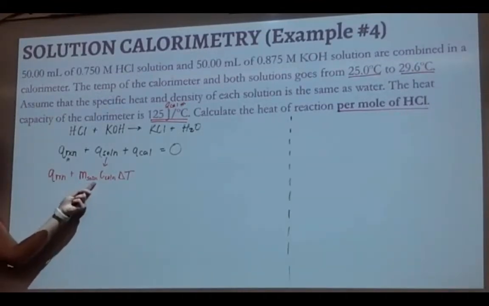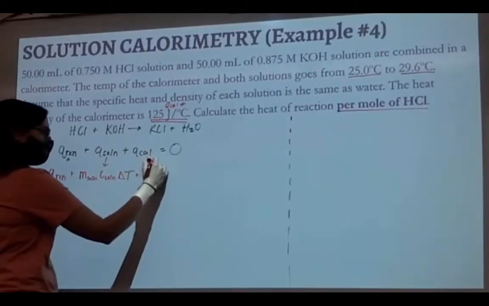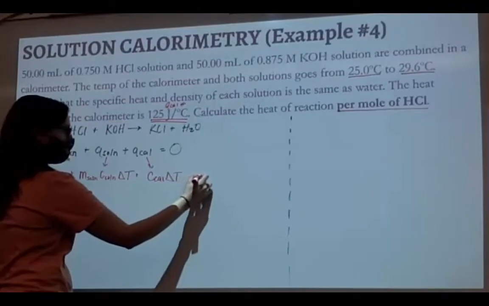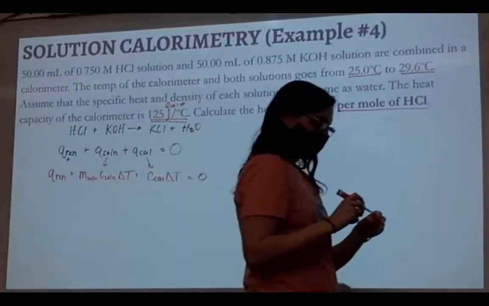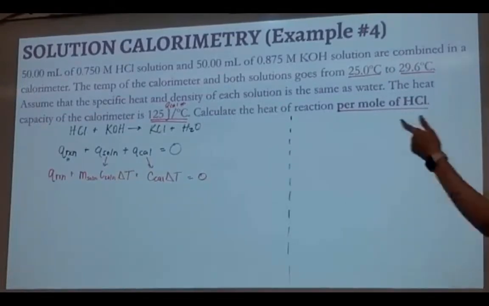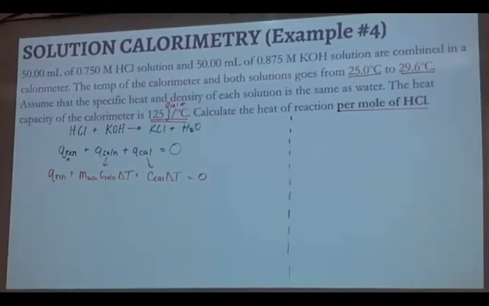Now I wrote SOLN, that's shorthand for solution. So whenever you see SOLN, that's solution, just like RXN is reaction. We have to make sure we're taking into account the solution here. Then for QCal, that's just CCal times delta T. Remember that the heat absorbed by the calorimeter, if you look at the units, it's just joules per degree Celsius. There's no mass included there.